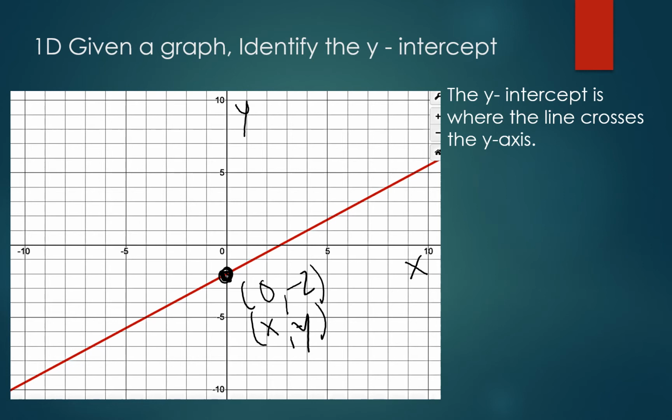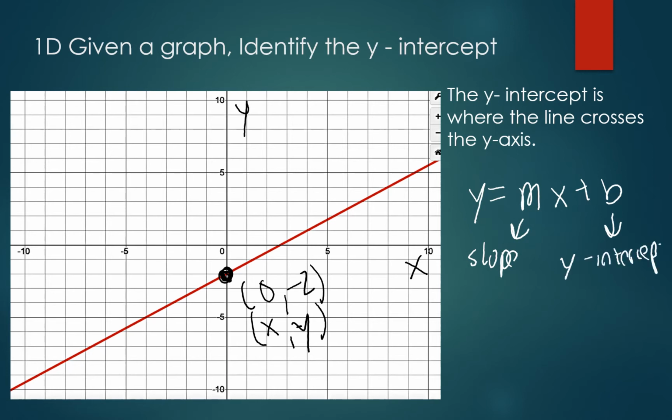Now that we have our y-intercept, we go ahead and write our equation. Remember, y equals m times x plus b, where m is the slope, b is the y-intercept. So y equals 3 over 4 x minus 2.